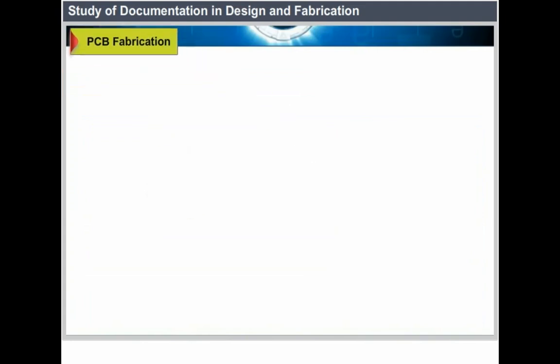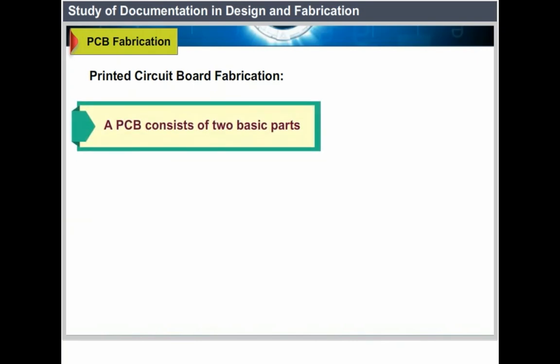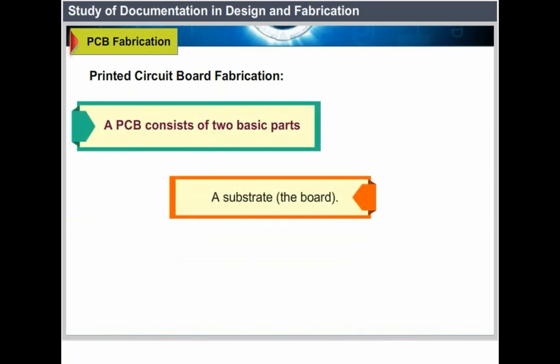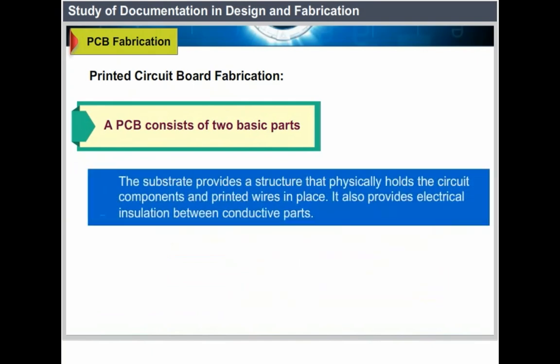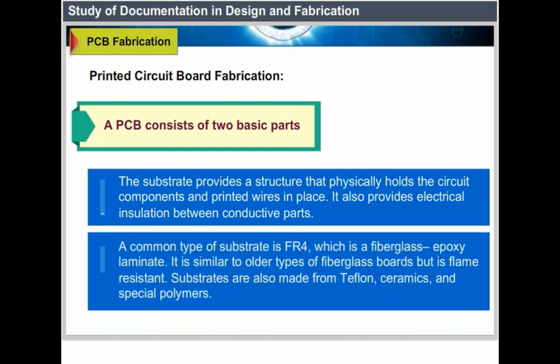PCB fabrication. Printed circuit board fabrication. A PCB consists of two basic parts: a substrate, the board, and printed wires, the copper traces. The substrate provides a structure that physically holds the circuit components and printed wires in place and provides the electrical insulation between conductor parts. A common type of substrate is FR4, which is fiberglass epoxy laminate. It is similar to older types of fiberglass boards but is flame resistant. Substrates are also made from Teflon, ceramics, and special polymers.